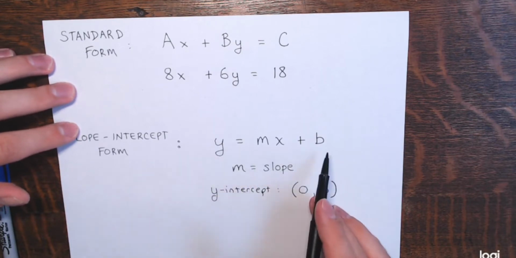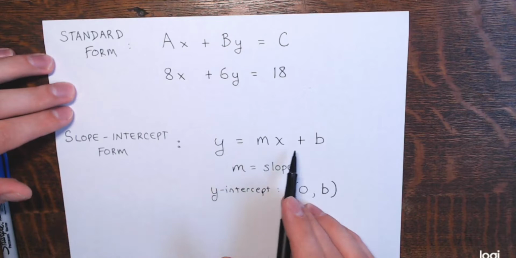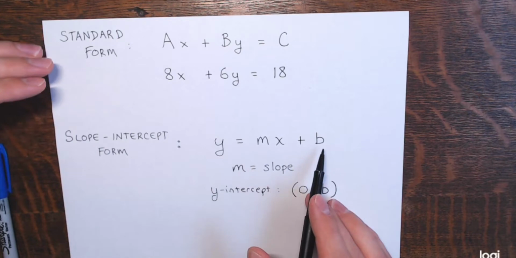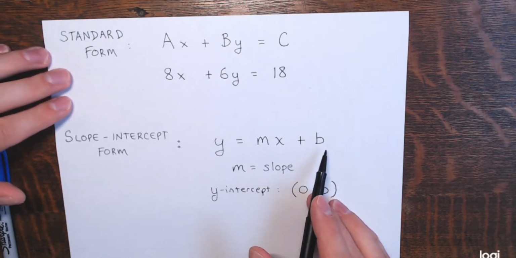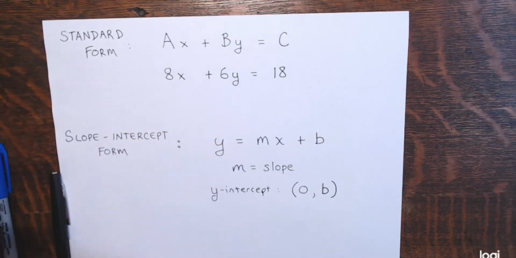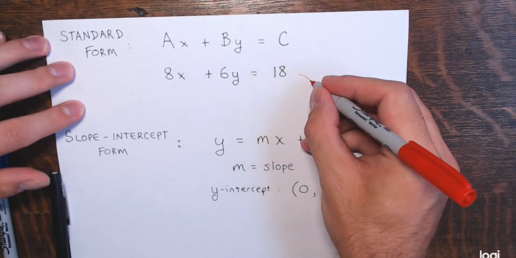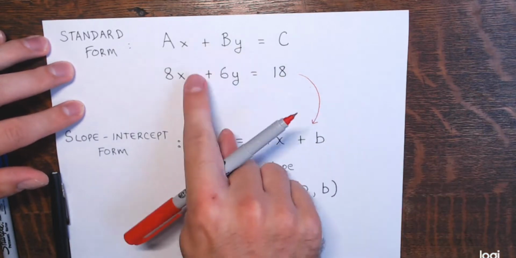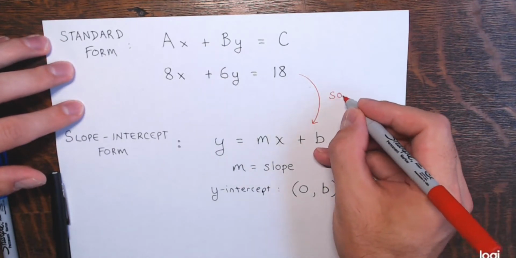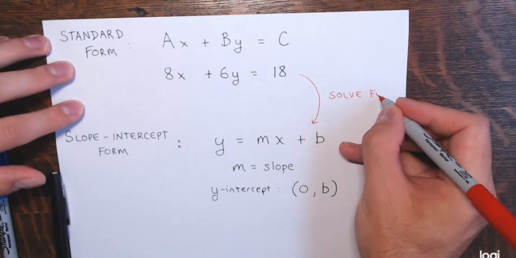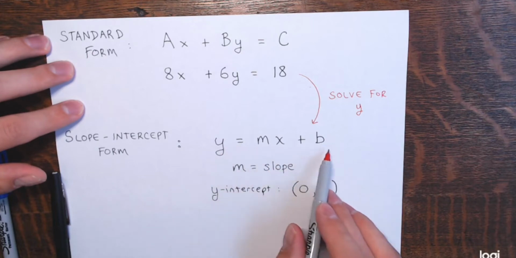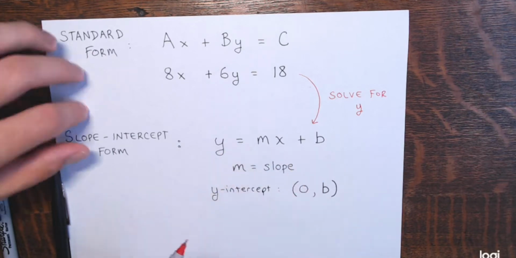So the name of this is slope-intercept form because when you see an equation in this form, you can easily identify the slope of the line and the y-intercept. Now to get an equation in this form, you simply solve for y. If I wanted to take an equation in standard form and put it into slope-intercept form, I just need to solve for y, because you see here it's y alone equals, and then over here there are no parentheses, it's just a simplified expression.